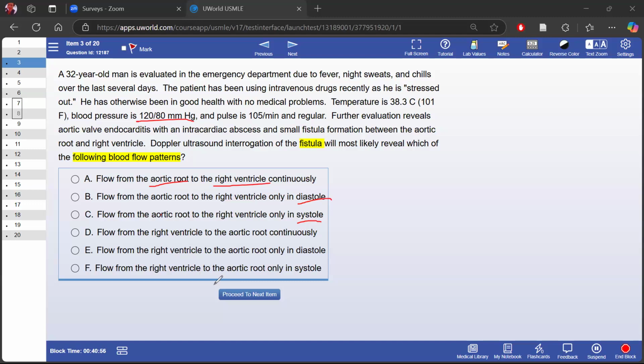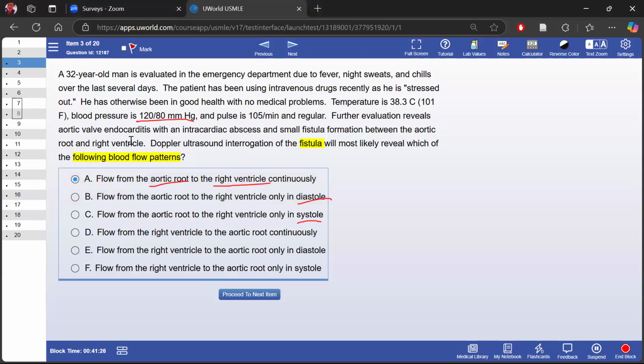So what will be my flow? The flow from the aorta to the right ventricle will be continuous. Whether in systole or in diastole, the blood will flow into the right ventricle from the aorta, because the aorta has higher pressure than the right ventricle throughout the cardiac cycle. So by this knowledge, you can just go straight. Do you have to read the vignette? I don't. I can go straight to my option, pick A, and move on.